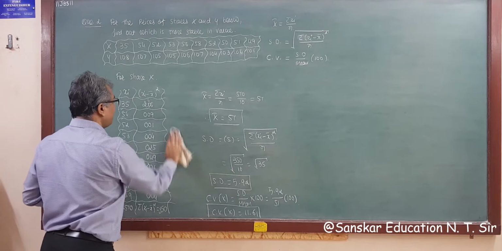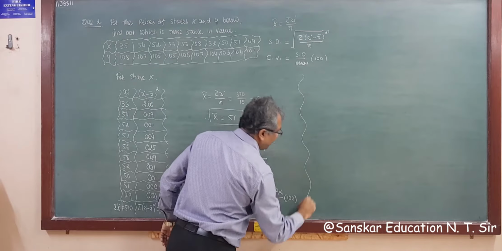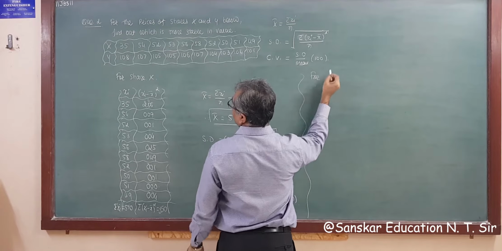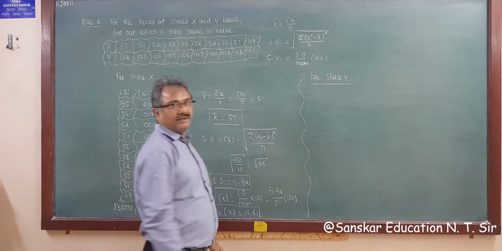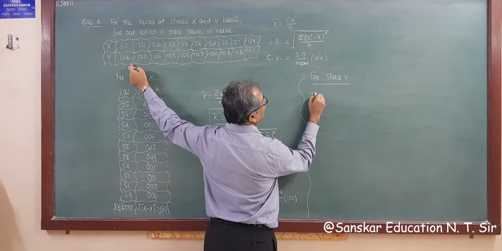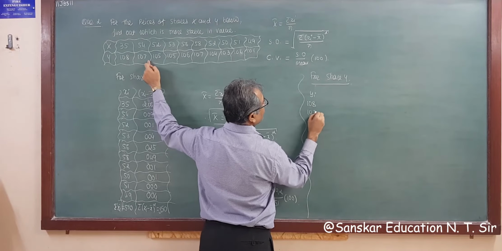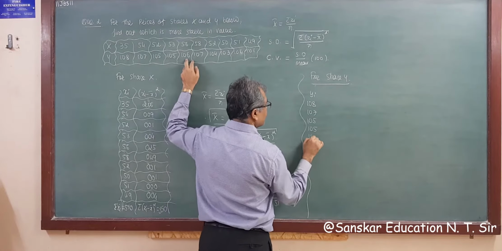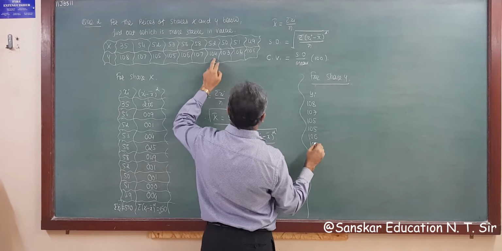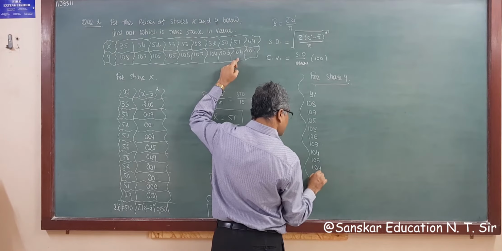Now similarly you have to calculate for cell Y. So I am calculating here, for cell Y, in the proper way. Okay, so yi is given as 108, 107, 105 two times, 106, 107, 104, 103, 104 and 101.